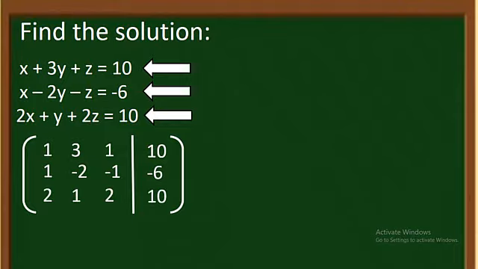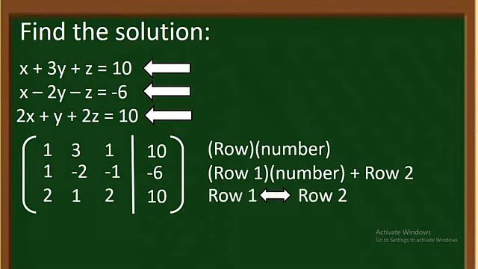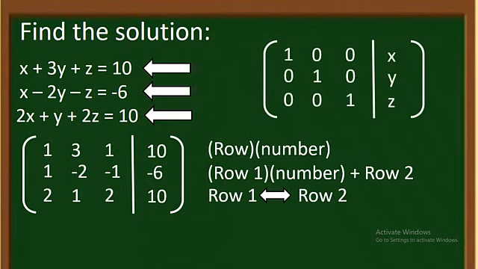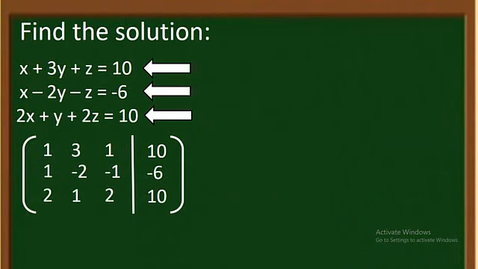We can solve this using the following steps. We can multiply a row by a number. We can also multiply a row by a number and add to another row. We can also interchange a row with another row. We are doing that to get this form: 1, 0, 0, 0, 1, 0, and 0, 0, 1. If we get this form, we already have the solution of the three equations. As you can see, this is the numerical coefficient of the given three equations.